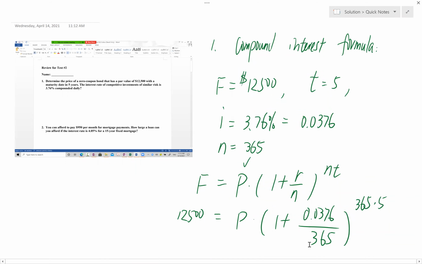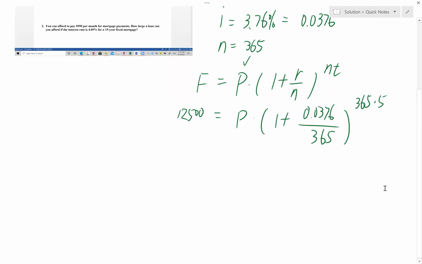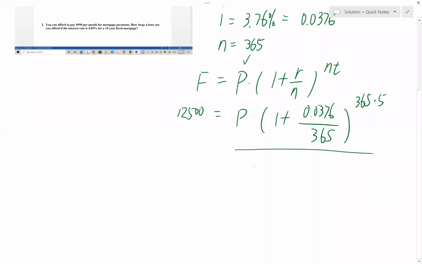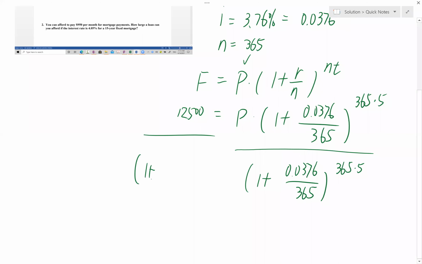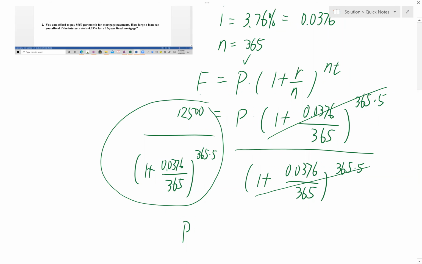Okay, now just get P by itself by dividing both sides of the equation by that same factor. If you want to simplify 365 times 5, you can do that, but I guess I'll leave it there. That's fine. Now from there, P is by itself, right? So we're looking for the present value. So we just have to input this whole thing into Excel and get a result.